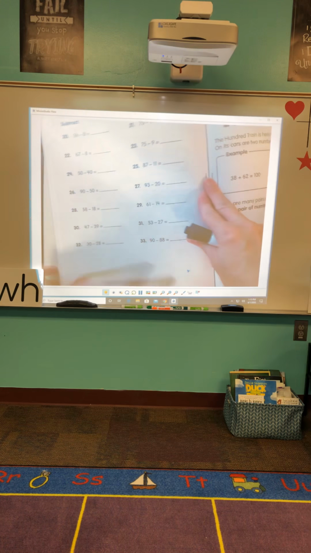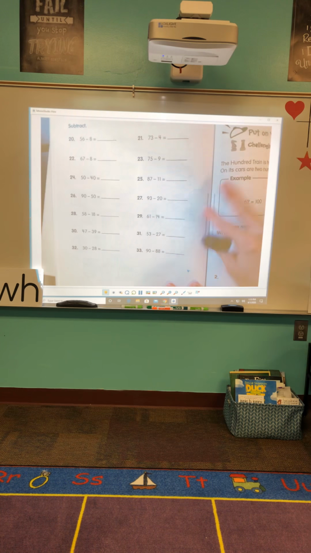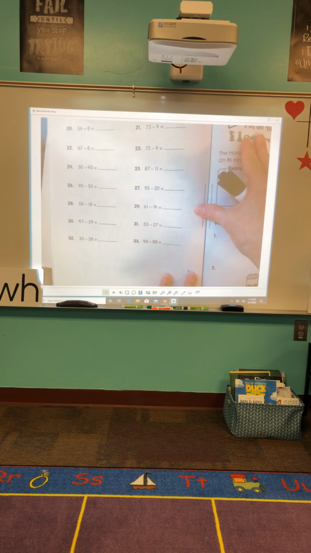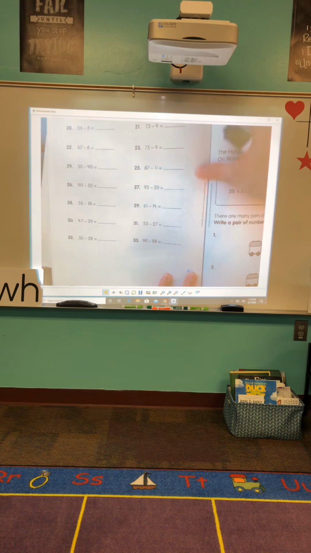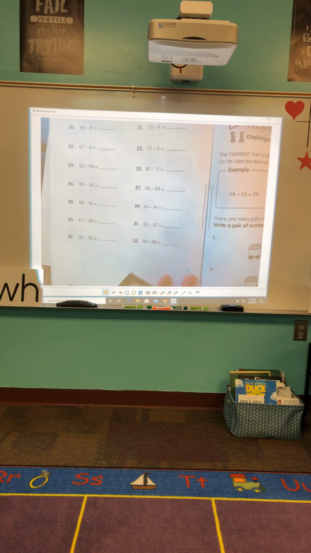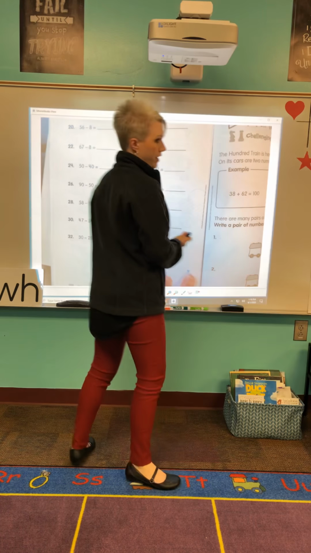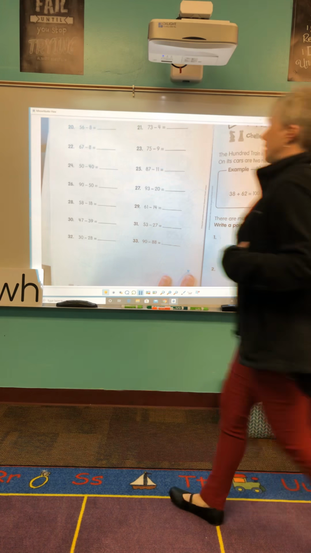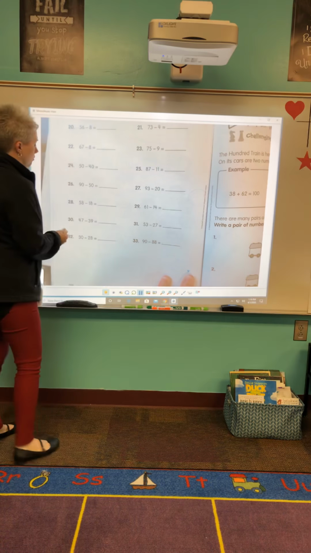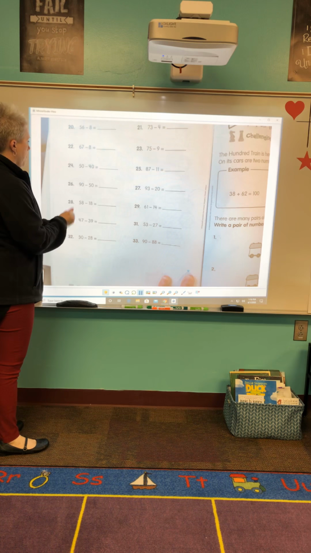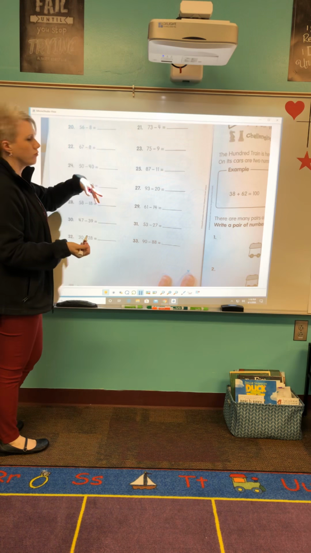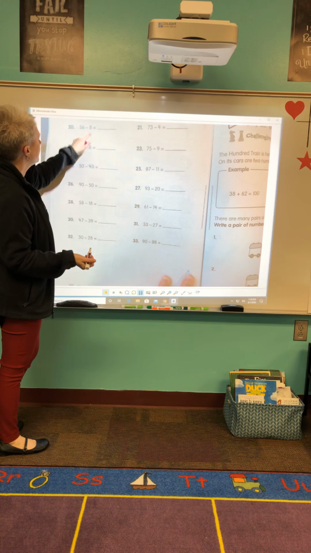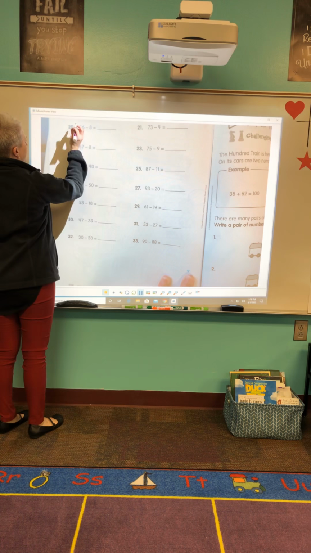All right, page 172. They have all of these written as subtraction sentences. So we can branch it out or we can stack it up. Either way is fine with me. We'll work a couple of them both ways. 56 minus 8. We'll stack that one up.